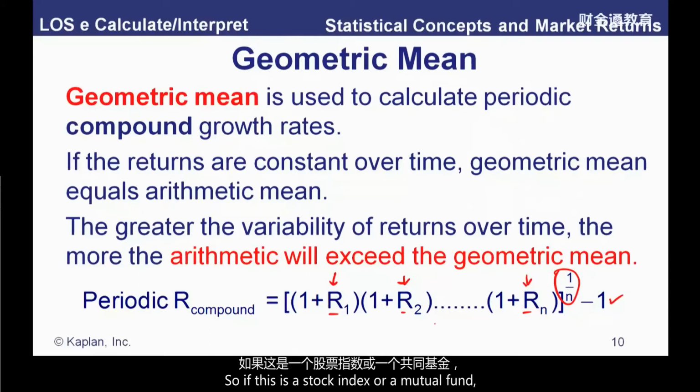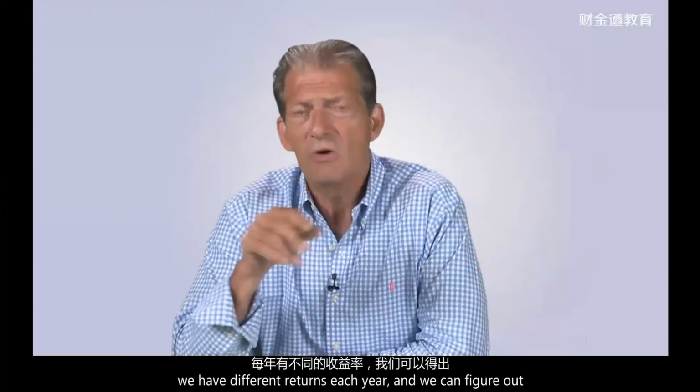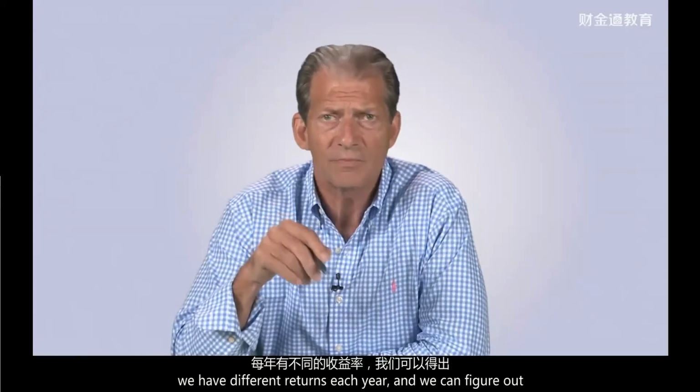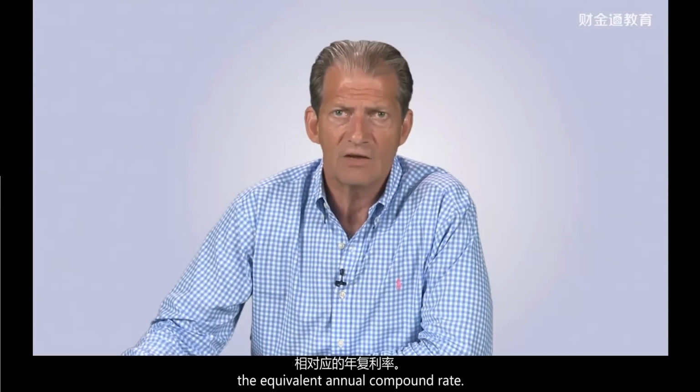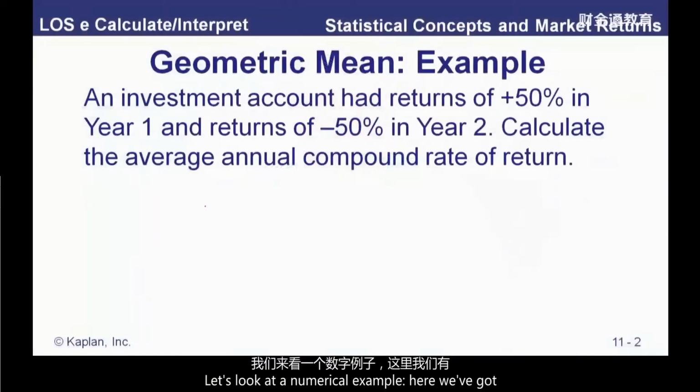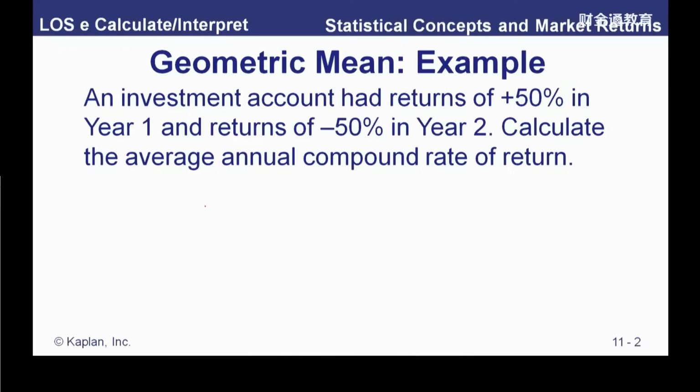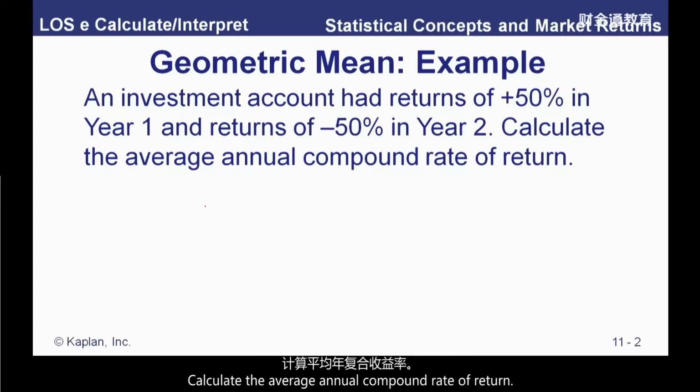So if this is a stock index or a mutual fund, we have different returns each year, and we can figure out the equivalent annual compound rate. Let's look at a numerical example. Here we've got an investment account that had returns of 50% in year 1 and minus 50% in year 2. Calculate the average annual compound rate of return.